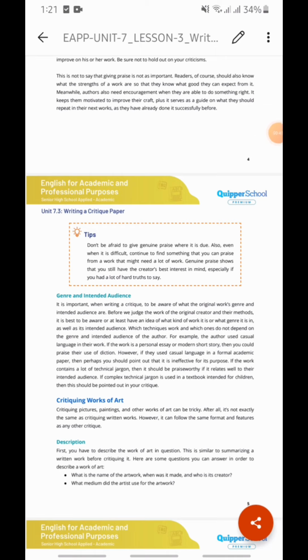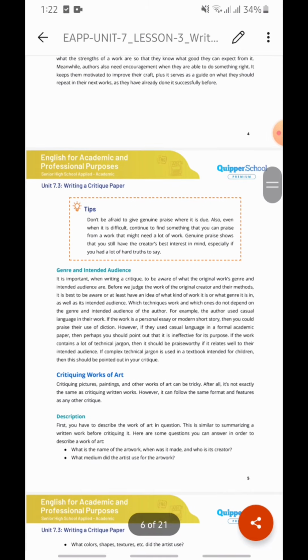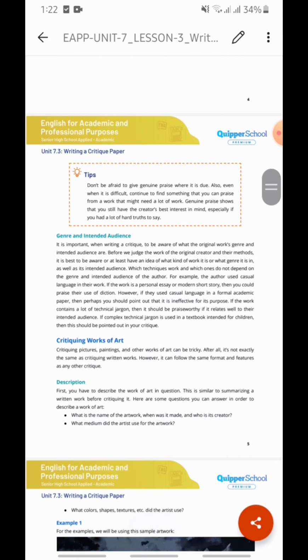So if maka-relate yun ang mga audience, so it means kapuri-puri or deserve yun siya nga Tagalog approval. If complex technical jargon is used in a textbook intended for children, then this should be pointed out in your critic. So, next is critiquing work of art.